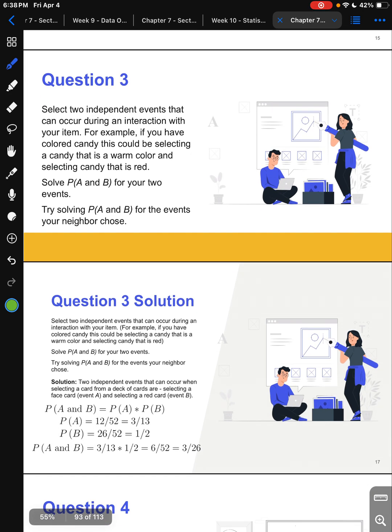Here's the question. Select two independent events that can occur during an interaction with your item. For example, if you have colored candy, this could be selecting a candy that is a warm color and selecting a candy that is red. So find the probability of A and B for your two events. Try solving probability of A and B for your neighbor's choice. So here we go.